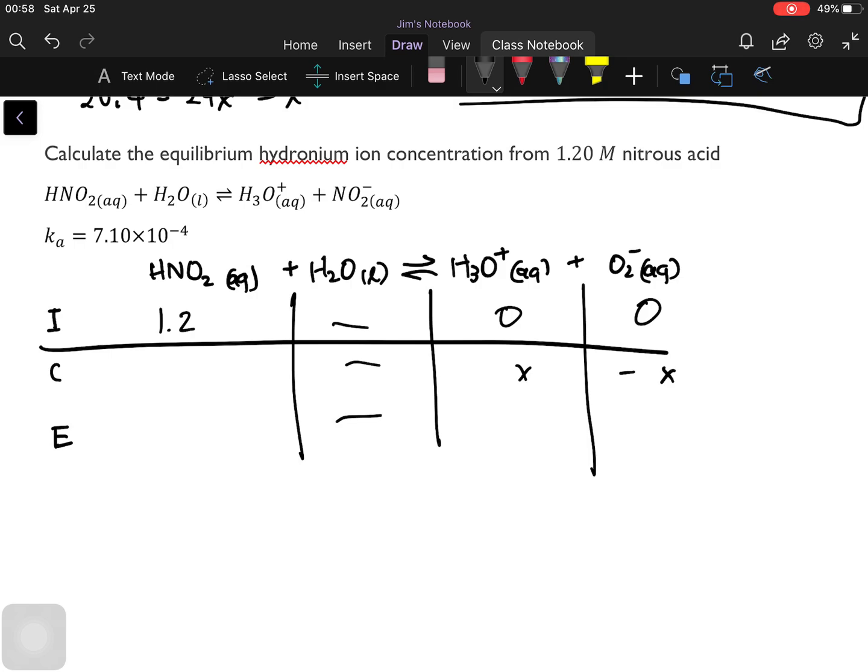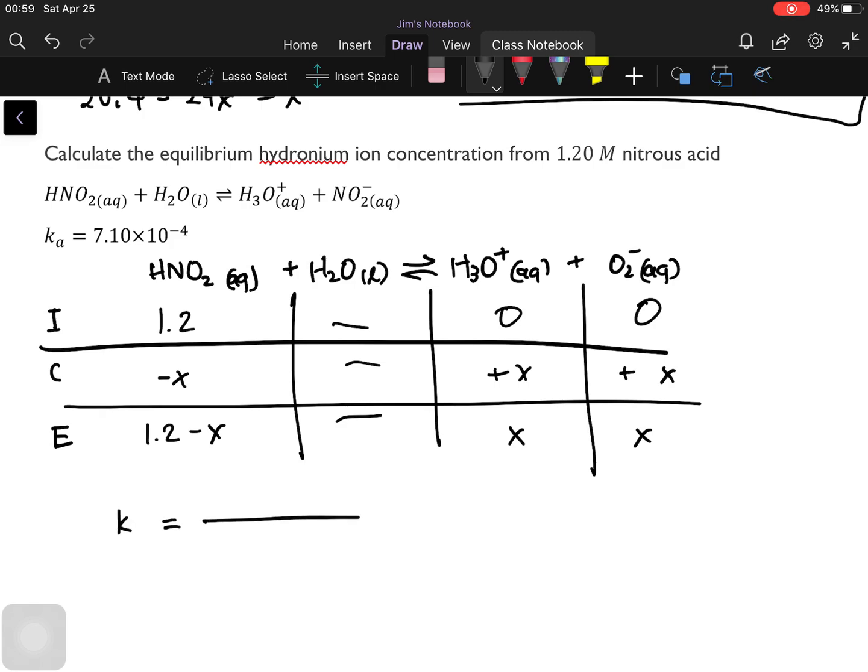Okay, so however, that's not the case, so we'll stick with the coefficient equal to 1. Okay, so for E, we're going to combine I and C. So 1.2 minus x, x, and x. Then after that, we're going to write K is equal to the concentration of hydronium ion and nitrite ion all over concentration of nitrous acid.